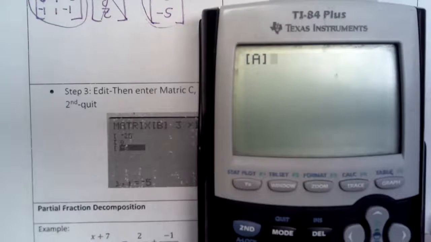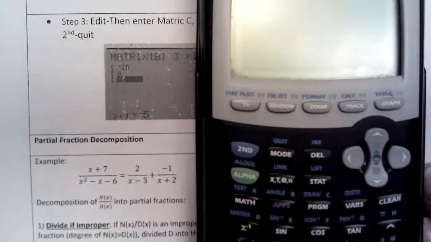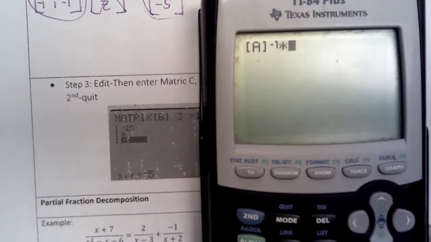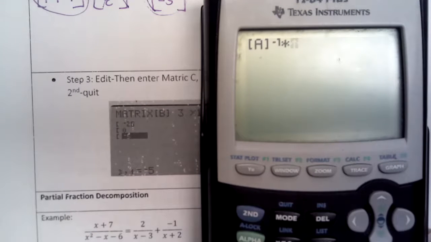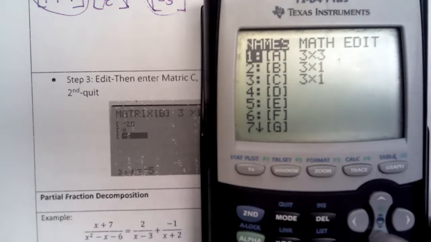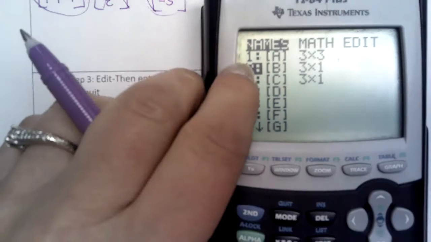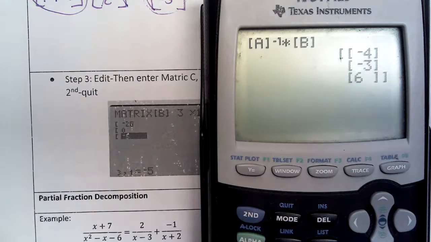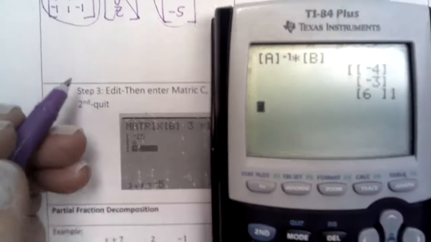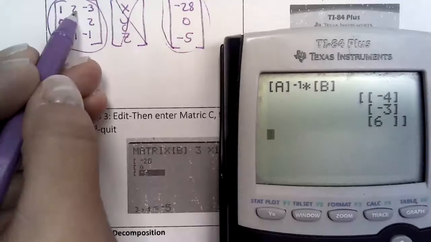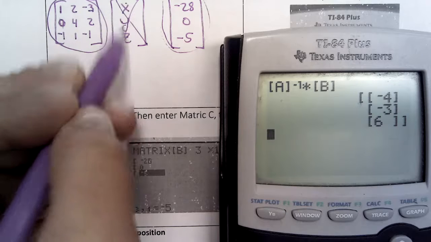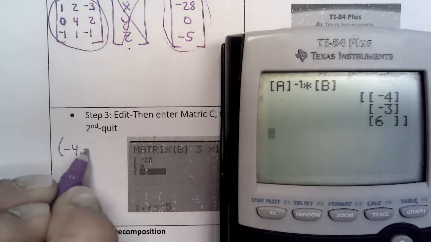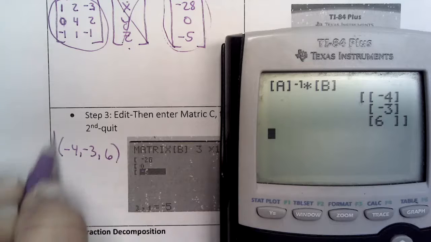So we're going to do A, and then hit our inverse key, which is this x to the negative 1. That pops that up, and we're going to do times, and then go in and choose our other matrix. In this case, we put our constant matrix as matrix B, so I'm going to choose that. Then I'm going to hit enter, and there it gives me 3 answers, in the order that I put them in. I put X, Y, and Z, so it gives me X, Y, and Z. So now I know that my answer here is negative 4, negative 3, 6.